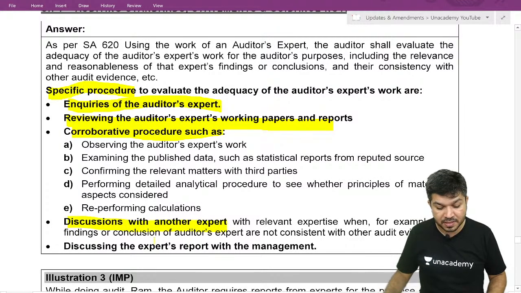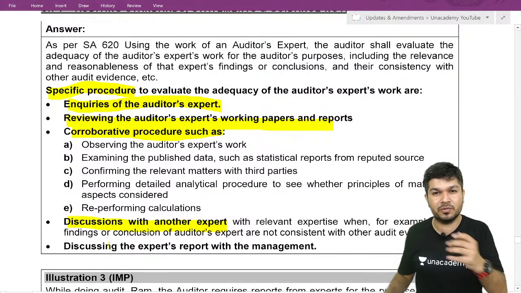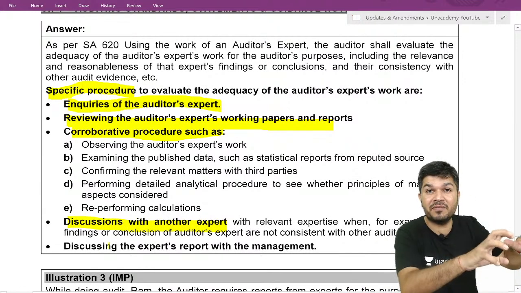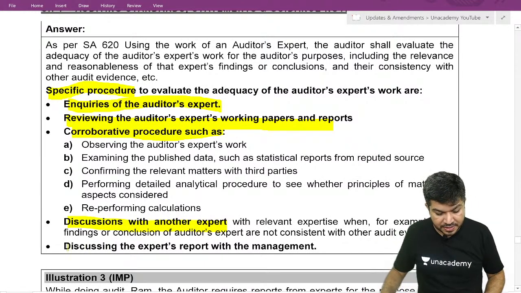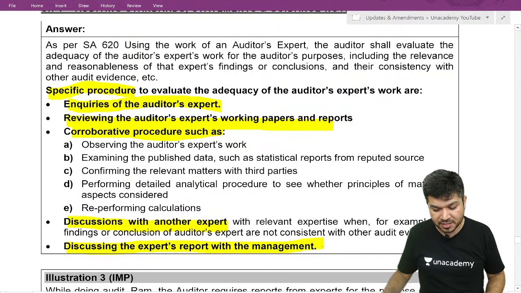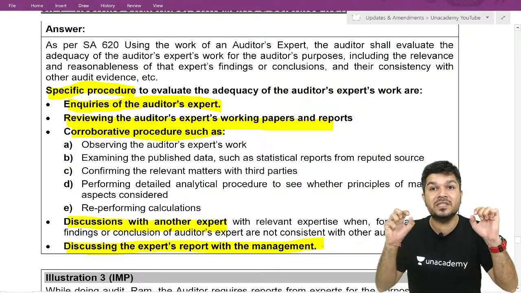Discussion with another expert, to understand whether this expert's findings are proper or not. And discuss the expert's report with the management. So these are specific procedures you can do.